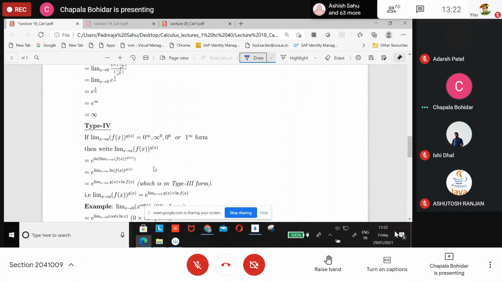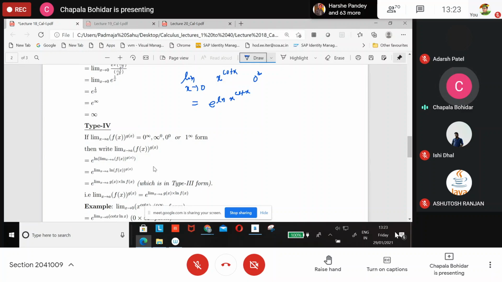Over. So now, example. Limit x tends to 0, x to the power cot x. Which form? Cot x. 0 power infinity. Okay. What will I write down now? We write it is equal to e to the power ln of x to the power cot x. I write down like this.